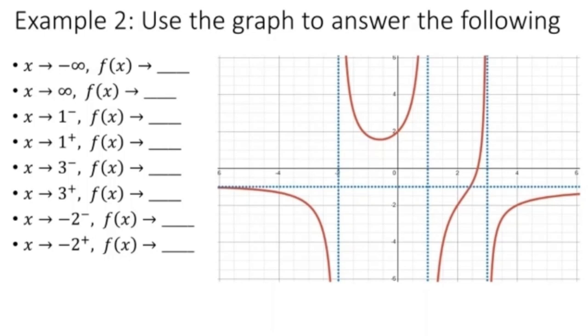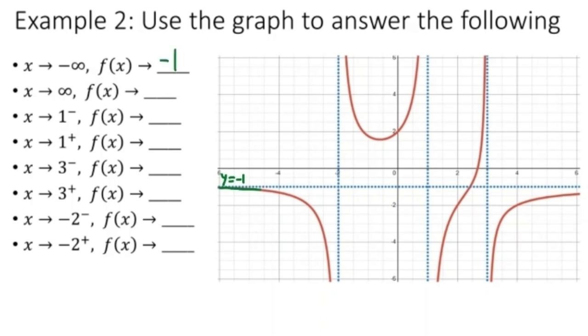Now we're going to use the graph to answer the following. First, as x approaches negative infinity, f of x approaches blank. Here we're trying to look at what our function is doing on the far left, since x is decreasing without bounds. If we look at our graph very carefully, we can see the left part of our graph is getting closer and closer to the dotted line, which is the line y equals negative 1.